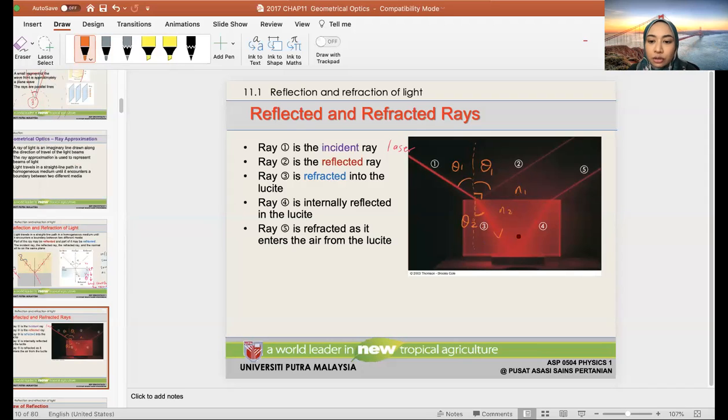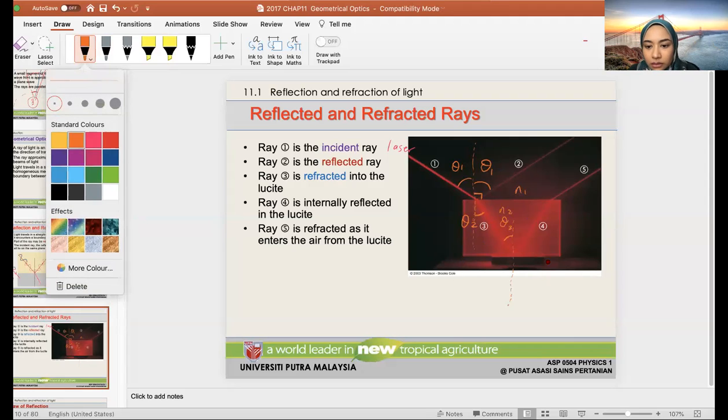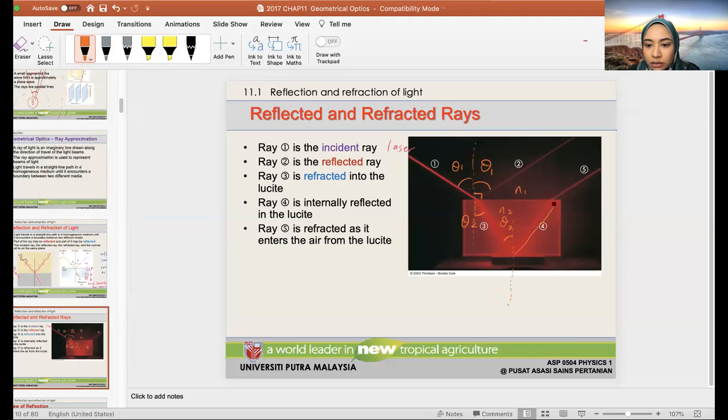So where should I draw my normal? It should be here. I can extend it sampai bawah. So this is my incident angle theta. Let's say it's theta 3. This is theta 3. Okay, so I have a reflection over here. Why do I not have a refraction? Where is my refraction?